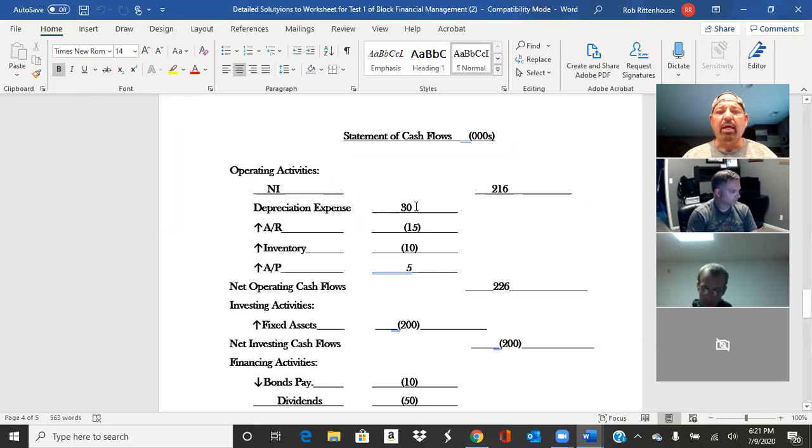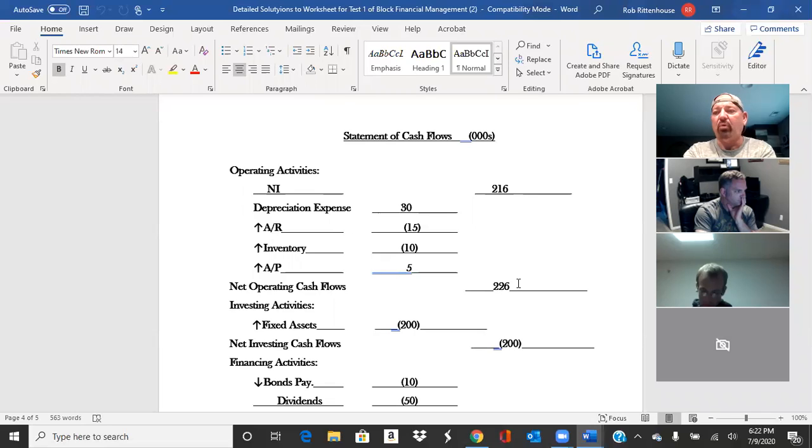So if you net out these adjustments, 30 minus 15 is 15, minus 10 is 5, plus another 5 is 10. Add that to the 216. Your net operating cash flows are $226,000. That is higher than net income.